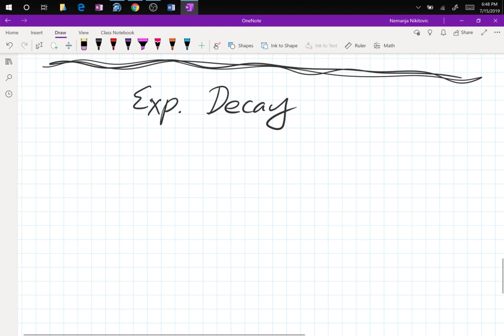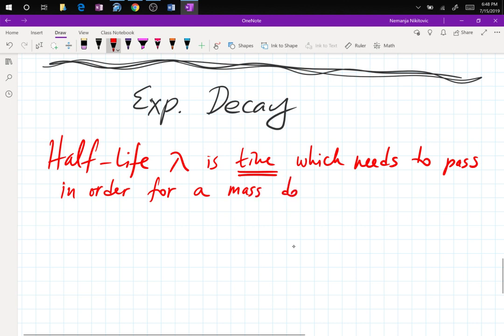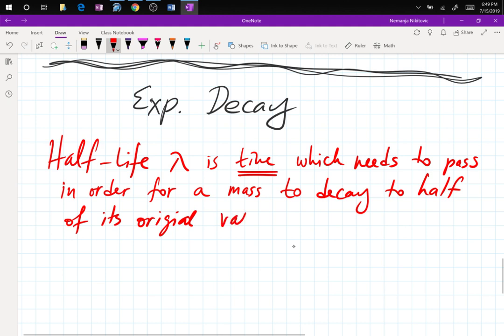Capped out. All right, so what's half-life? Half-life is the time. It is actually denoted as lambda, half-life in math. So half-life is time which needs to pass in order for a mass to decay to half of its original value.